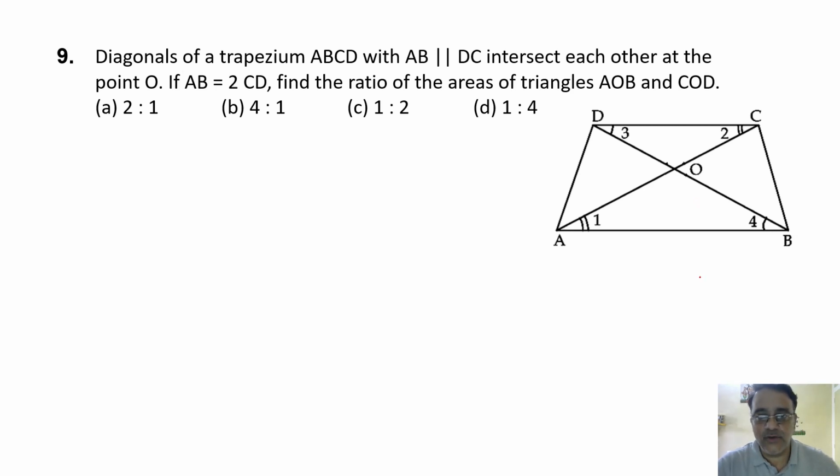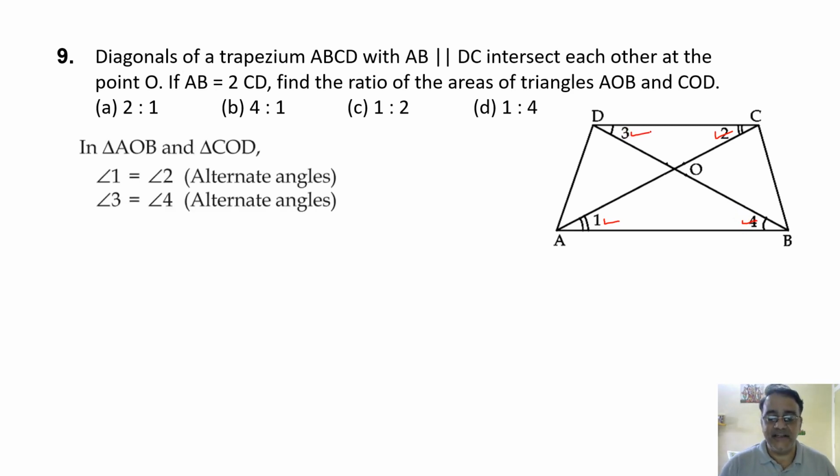Because in MCQ, steps are not needed. No explanation is required. See, angle 1 is equal to angle 2 and angle 3 is equal to angle 4. Why? Alternate interior angles. So these two triangles are similar by which criteria? AA similarity. Very good.